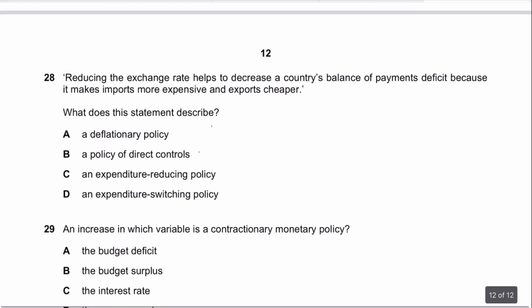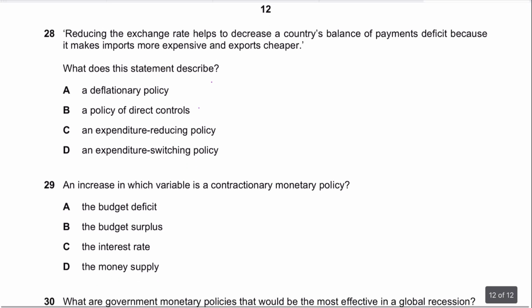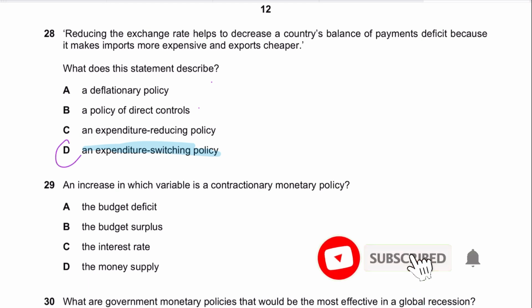Question 28 says reducing the exchange rate helps to decrease a country's BOP deficit because it makes imports more expensive and exports cheaper. Which statement does this describe? It's an expenditure switching policy, because the aim is to switch the expenditure away from imports to domestic goods. Devaluation makes that possible because it makes your domestic goods relatively cheaper against the imports, which are artificially expensive. So consumers switch to domestic goods. So D is the correct answer.